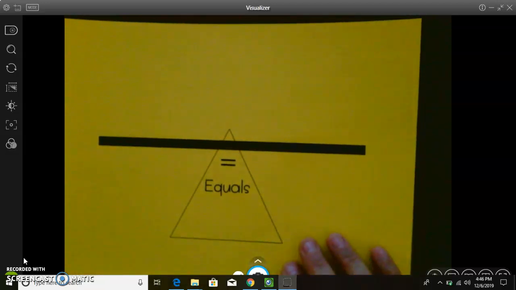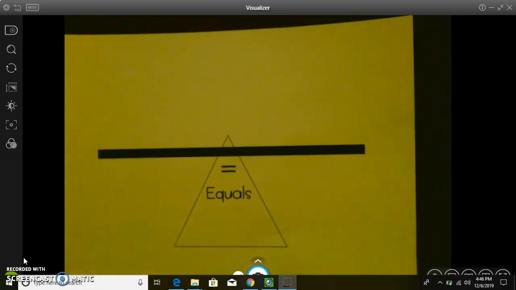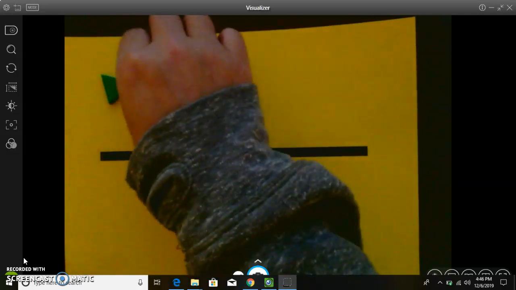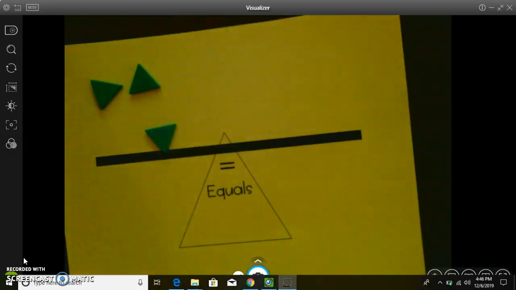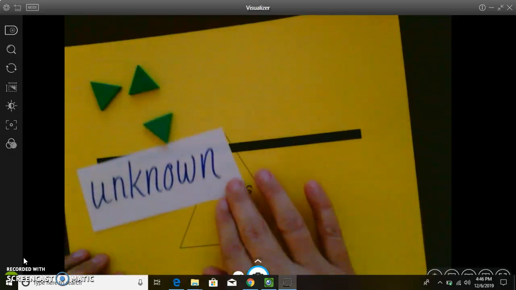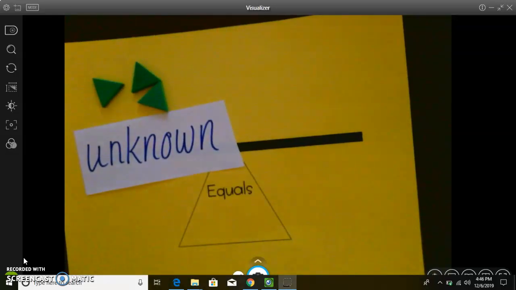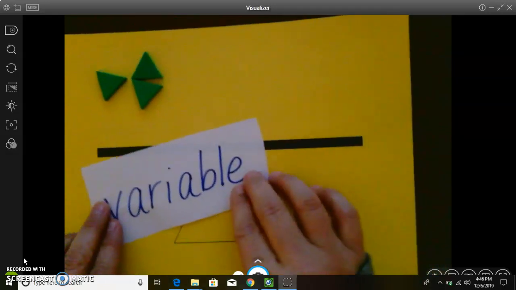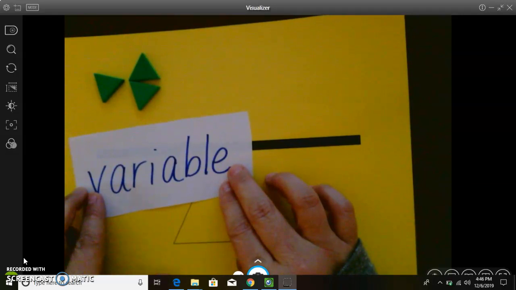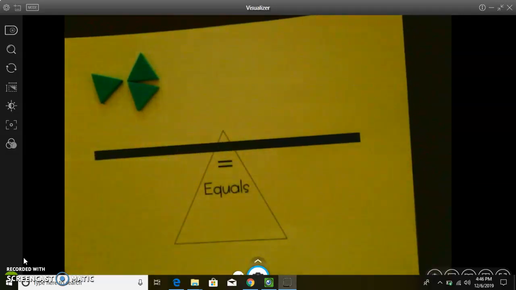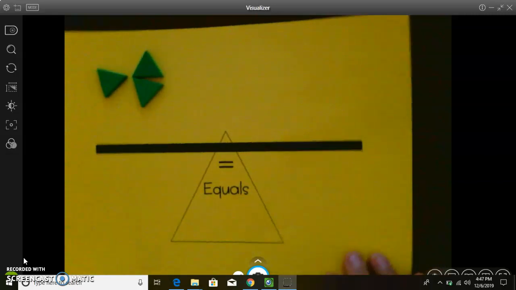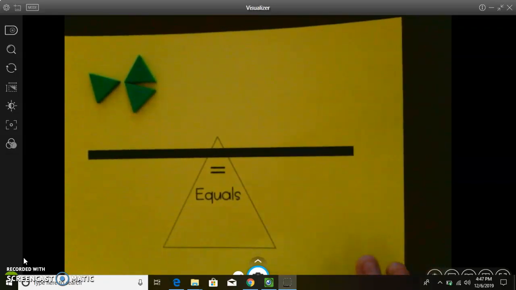The next thing that we're going to use are these pieces here, and they're green triangles. Those would be our unknowns. Another word that we've talked about, especially with 5th grade and 4th grade, is that we can also call those variables. What we want to do with our real-world equations lessons is take things and solve the problems by using hands-on until we're able to do it just mentally in our head.